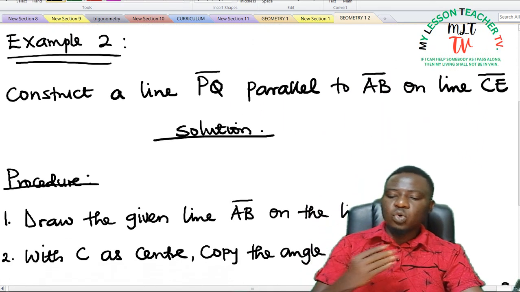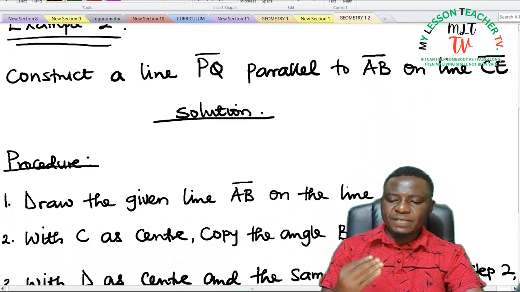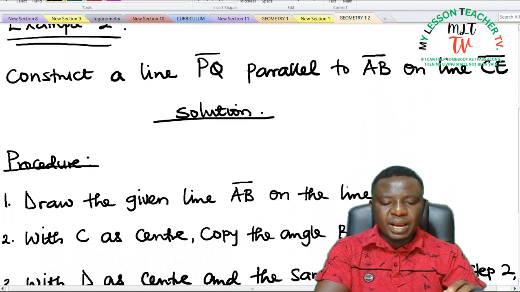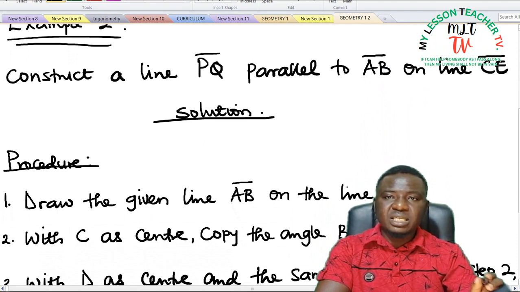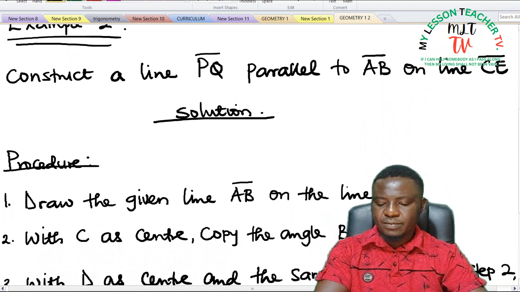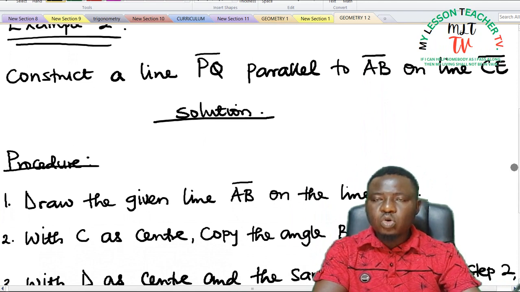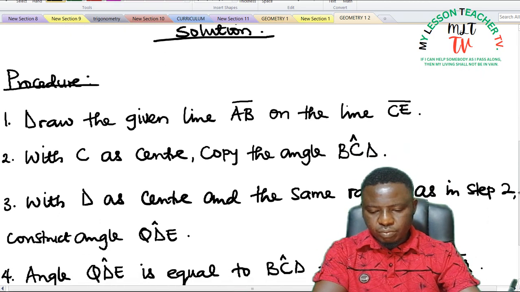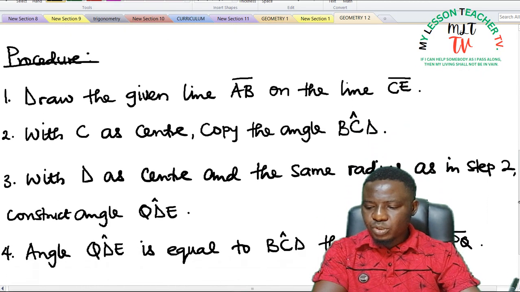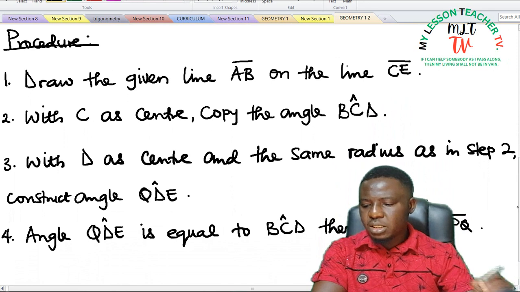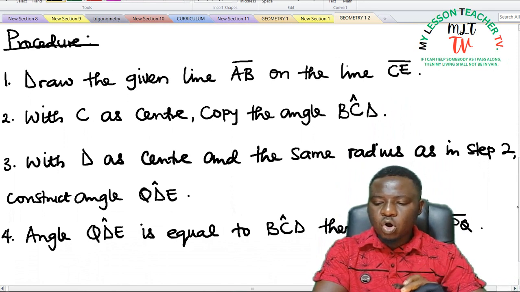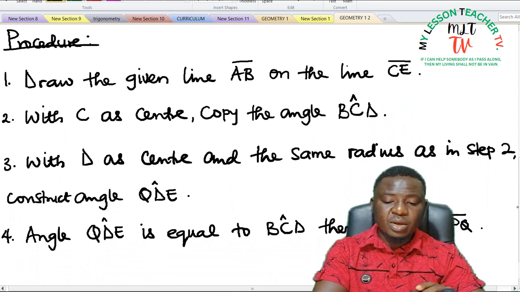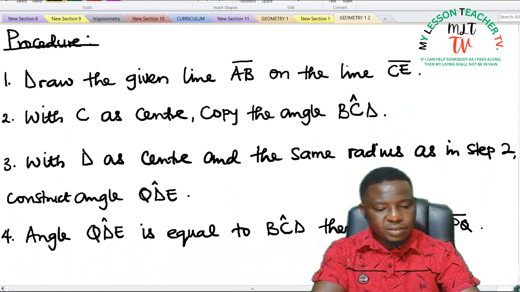Example 2, we are asked to construct a line segment PQ that is parallel to line segment AB on line CE. So, how do we construct two lines that are said to be parallel? Let's look at the procedure. The procedure says, 1, we should draw the given line AB on the line CE.